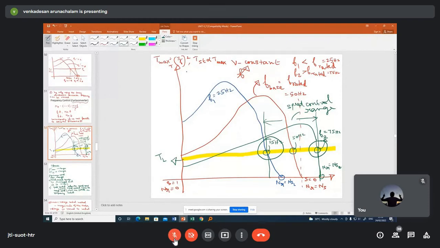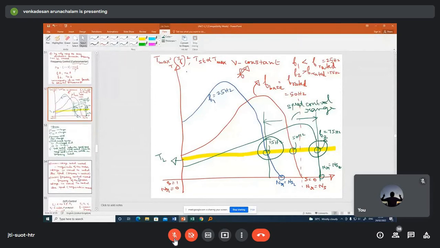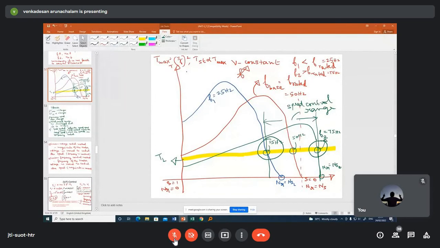Now, we will proceed further. When you vary the voltage magnitude alone by keeping the frequency constant, or when you vary the frequency alone by keeping the voltage magnitude constant, there is one common problem that will occur in electrical machines, right? What is that problem?